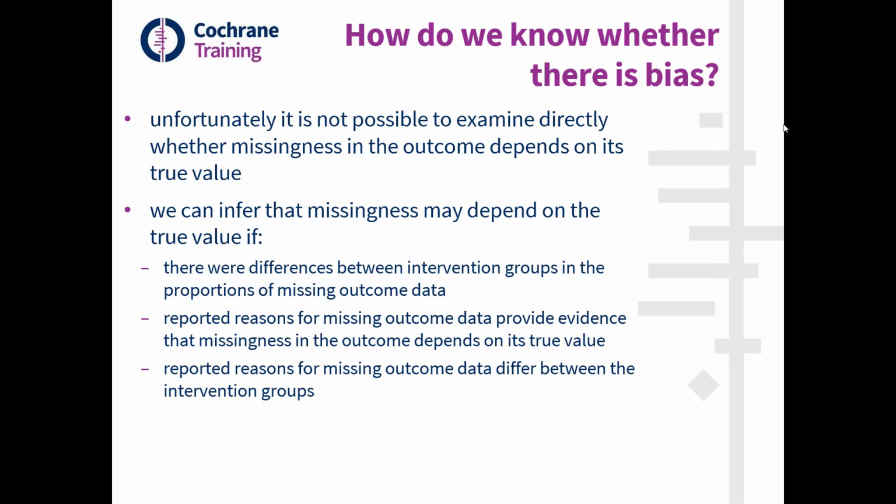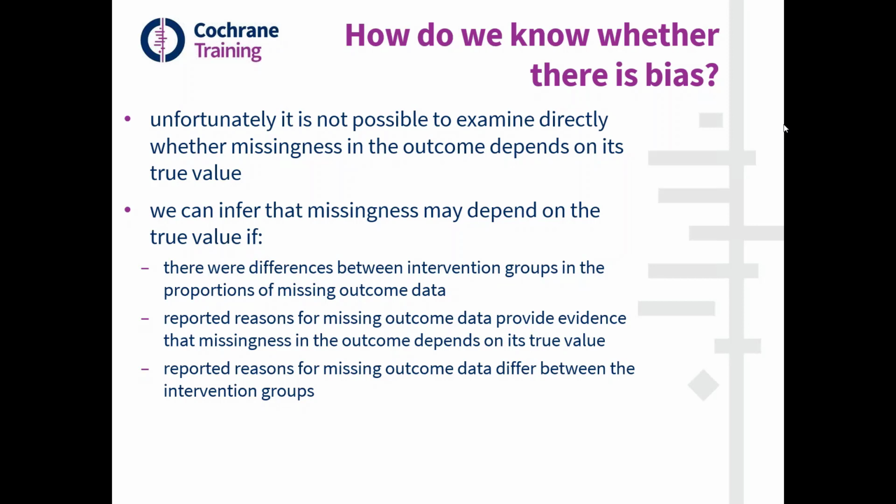Now, I think all that discussion illustrates the fundamental problem, that whether there is bias depends on whether missingness in the outcome depends on its true value. That's what the graphs that Julian showed were trying to illustrate. But we can't examine that directly because, as I said in answer to a question, we don't know the missing values, so we can't directly see whether missingness in the outcome depends on its true value.